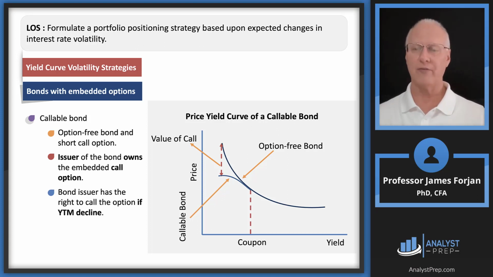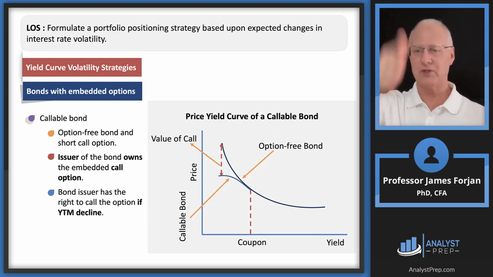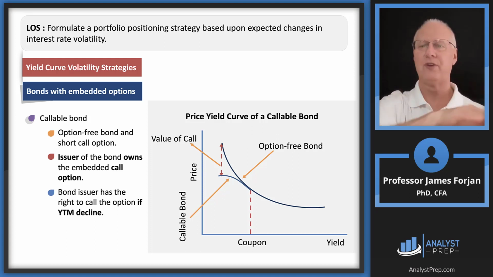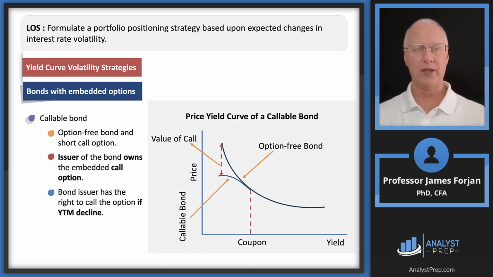But when you have a call feature, that convexity, which is all positive for the option-free bond, turns negative at lower interest rates. The reason that it turns negative at lower interest rates is because the bond price is going to be capped at $1,000, right? You'd have to be pretty shallow and pretty ignorant to pay $1,200 for a callable bond that's about to be called tomorrow, and all you're going to get is $1,000 from that bond.